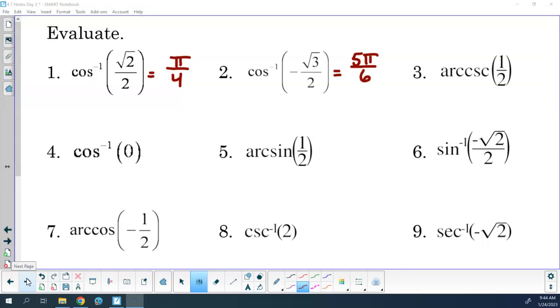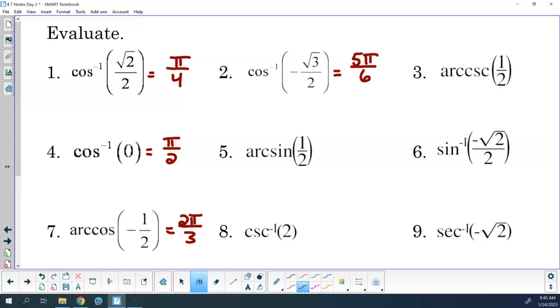Where top half is cosine 0: pi over 2. Do we agree with pi over 2? Straight up, pi over 2. Where top half is cosine negative 1/2: 2 pi over 3. Agree? Yep, I would agree with that. Any questions on those? That's the nice part about cosine.